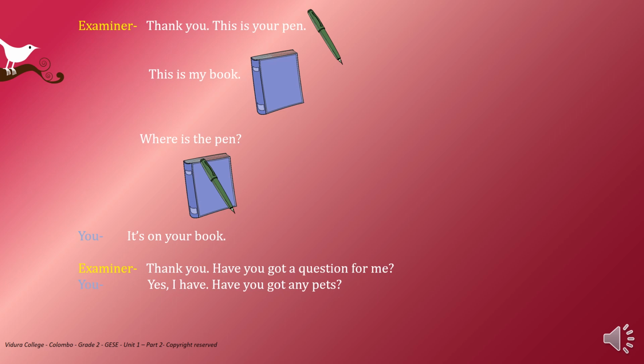So don't ask the name of the examiner again, because the examiner already told that. Okay, so don't ask the age also. So any other question would do. So you can ask, have you got any pets? Have you got a car? Have you got a sister? Okay, so have you got a house or a flat? Like that, you can ask some small, simple questions like that. Okay, great.